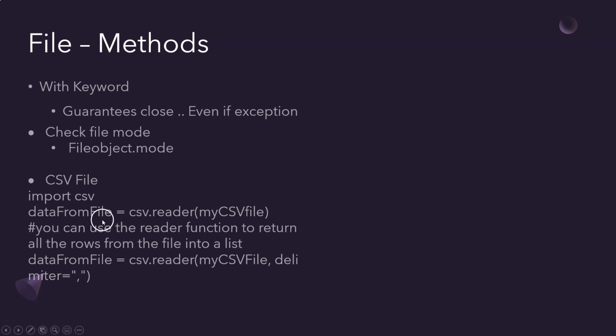In that case, we need to include a module. It's called CSV. So we'll import csv, and then we can say csv.reader, and we get that file name here. So we can use this reader function to return all the rows from the file into a list. And we can even define a delimiter, by which we want to differentiate values in a CSV file. So you can try this example also, but this is another way of using CSV.